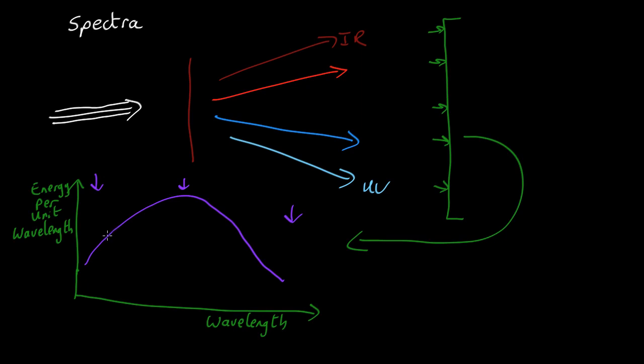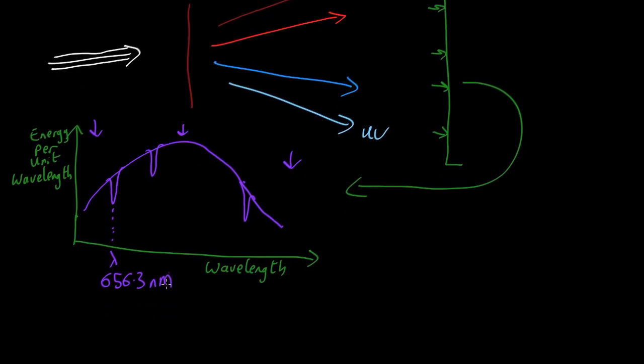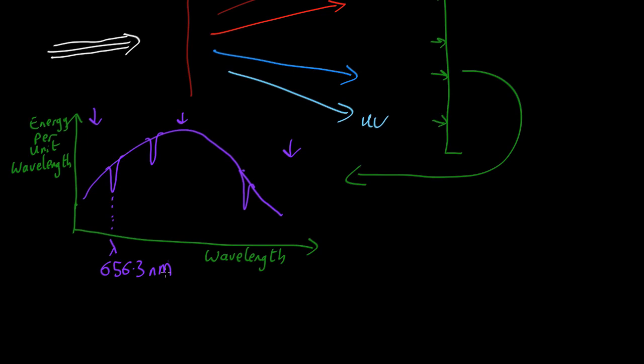But usually superimposed on this are dips called absorption lines. And these always occur at particular wavelengths. And what you do when you see a spectrum like this is you look at what wavelength. For example, if you're seeing an absorption line at a wavelength of 656.3 nanometers, you would then compare it to a list of wavelengths as measured from gases in the lab, and you'd find, for example, that this corresponds to hydrogen.